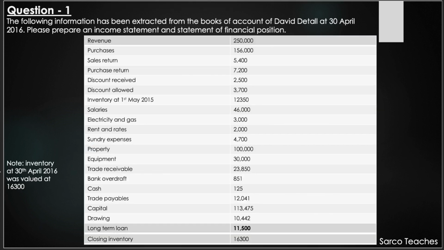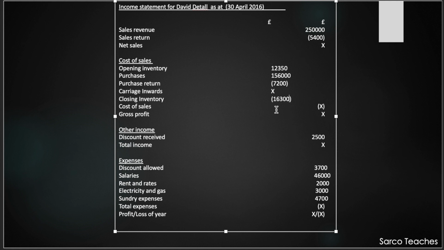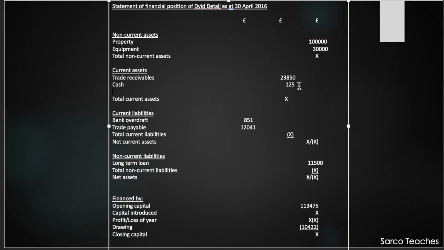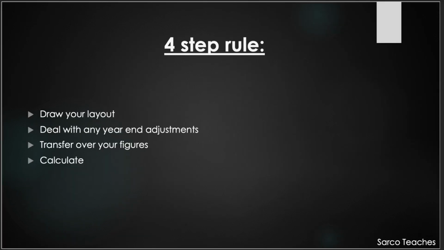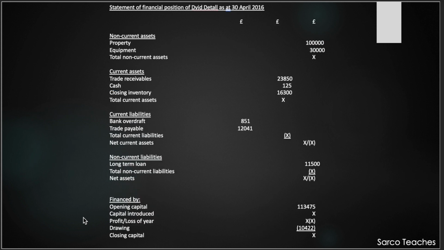Okay, so last but not least, we have closing inventory. Closing inventory will be put into the income statement and statement of financial position. Okay, so now we've done that. Our last step is to calculate. You will always have to calculate the income statement first because the profit or loss of the year will have to be put into the statement of financial position.